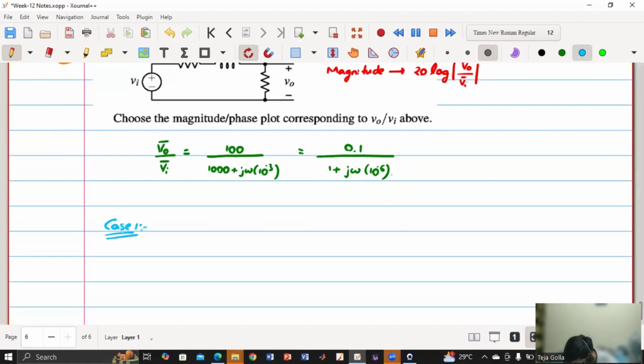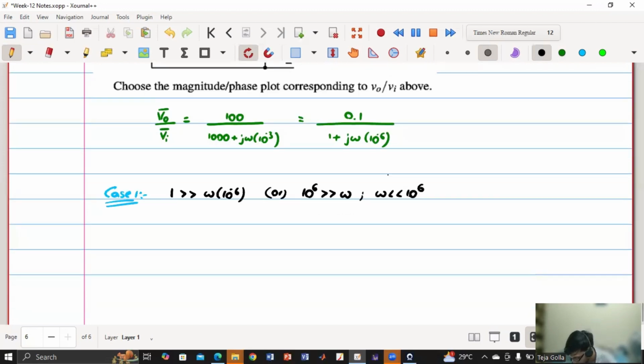Case 1. We have considered 1 much greater than omega into 10 to the power minus 6, or I could say 10 to the power 6 is much greater than omega. So basically omega is much less than 10 to the power 6. If 1 is much higher than this, then 1 plus omega into 10 to the power minus 6 can be approximated as 1. So V naught by Vi phasor can be written as 0.1 by 1. Agree?